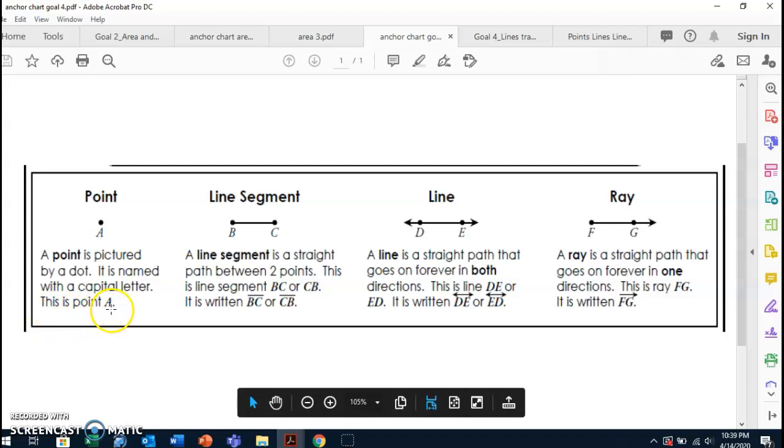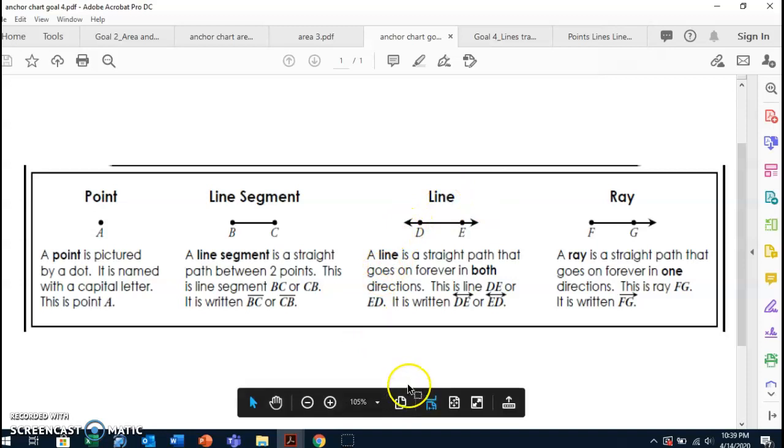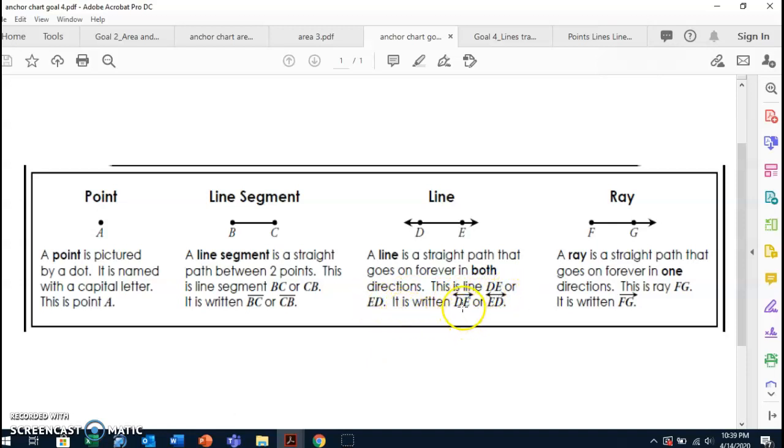This is point A. Line segment. A line segment is a straight path between 2 points. This is a line segment, BC or CB. It is written BC or CB. Line. A line is a straight path that goes on forever in both directions. This is line DE or ED. It is written DE or ED with the line here.